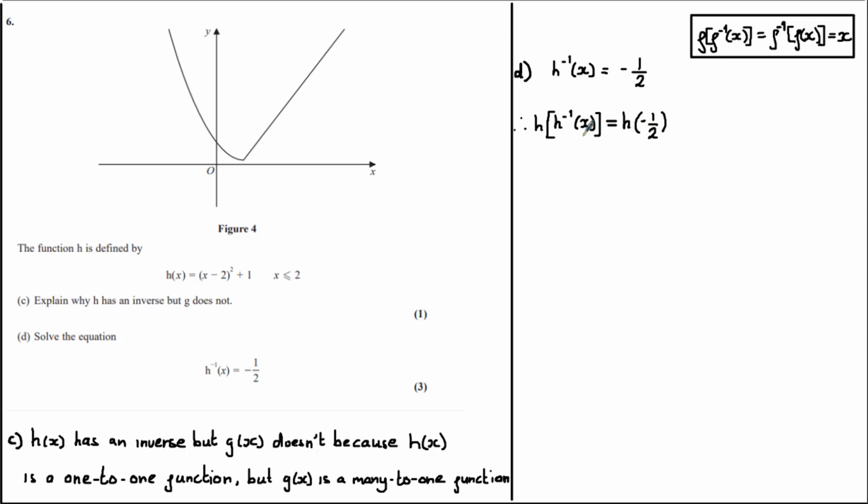We've just seen that this side would be equal to x, and all we have to do now is evaluate the function h at negative a half. So substituting negative a half into this function h of x, we are going to get x is equal to negative a half minus 2 all squared plus 1, and evaluating this term, negative a half minus 2 is equal to minus 5 over 2, and therefore we get x is equal to minus 5 over 2 all squared plus 1, and evaluating this term we get that x is equal to 7.25.